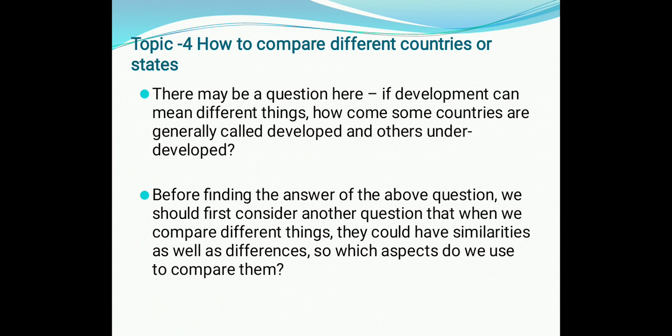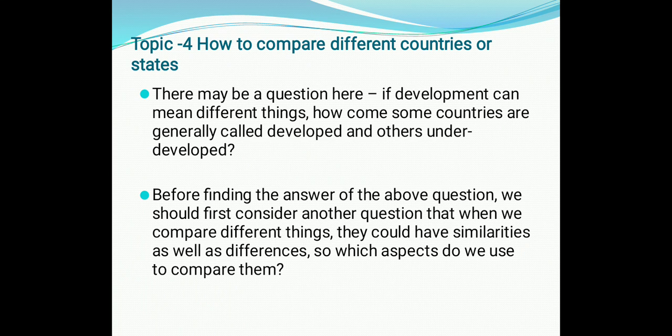There may be a question here: if development can mean different things, how come some countries are generally called developed and others underdeveloped? The question means to say that if development means something different for everybody, how can we compare two countries on the parameters of development if it is a different notion for everybody?